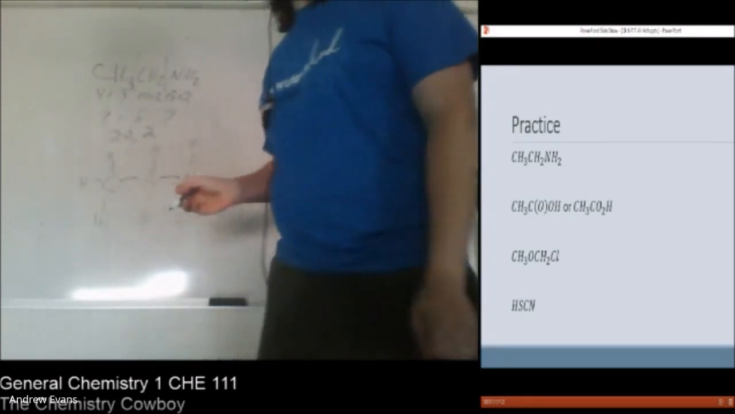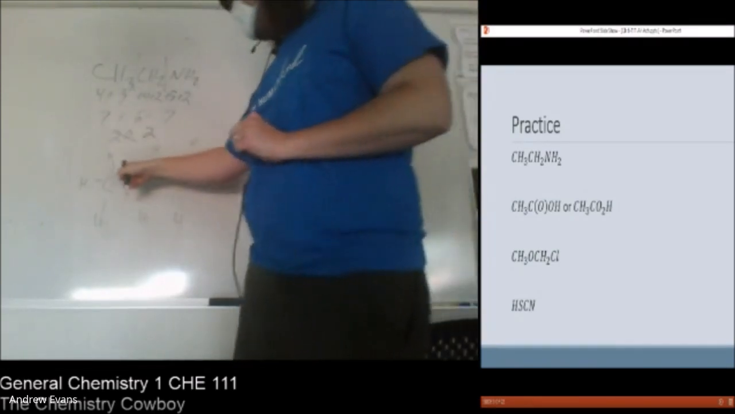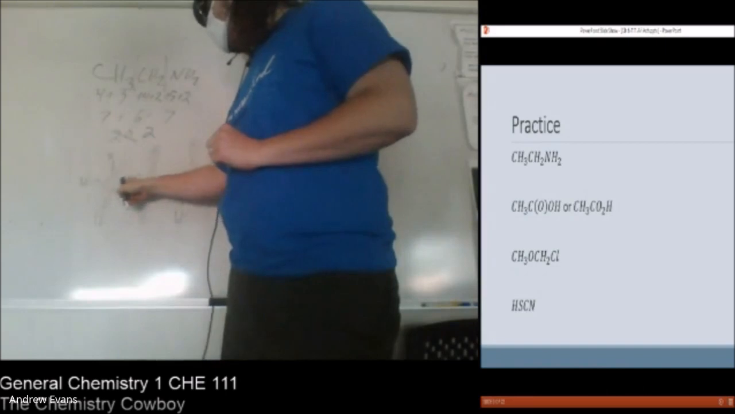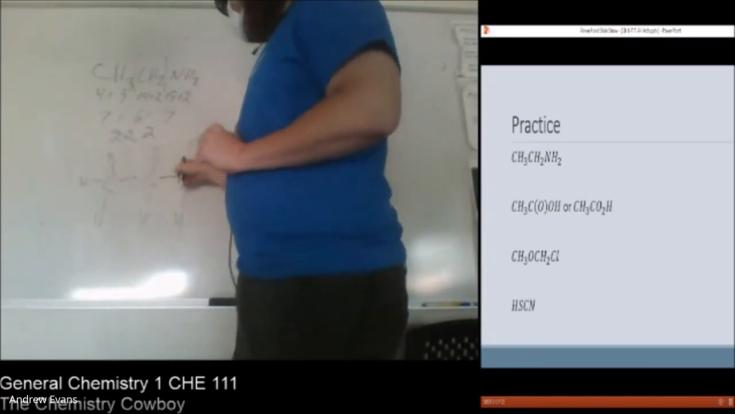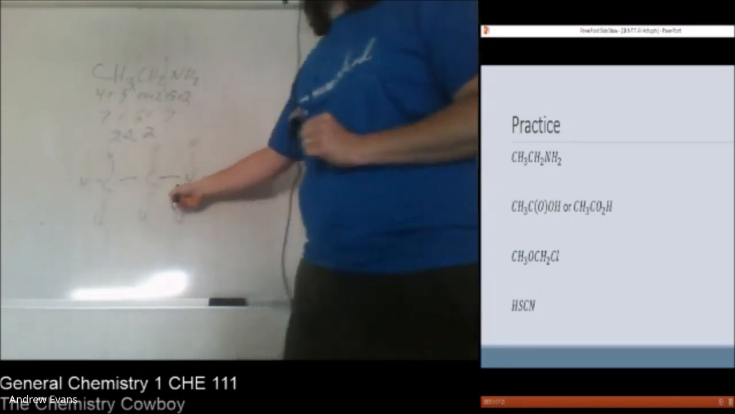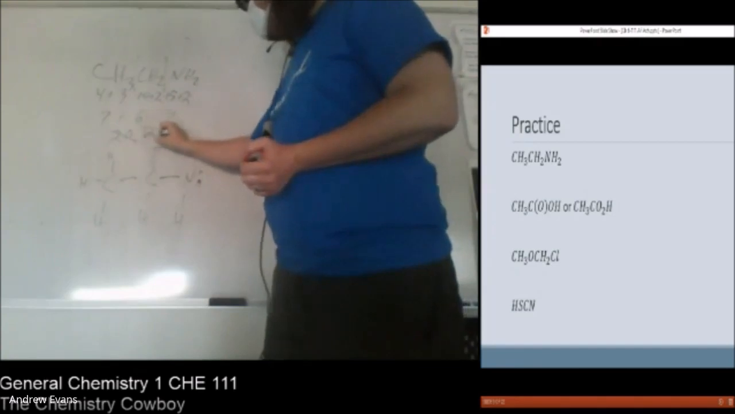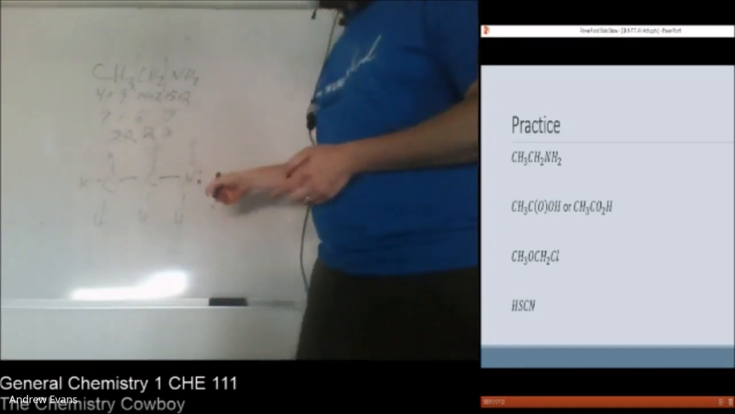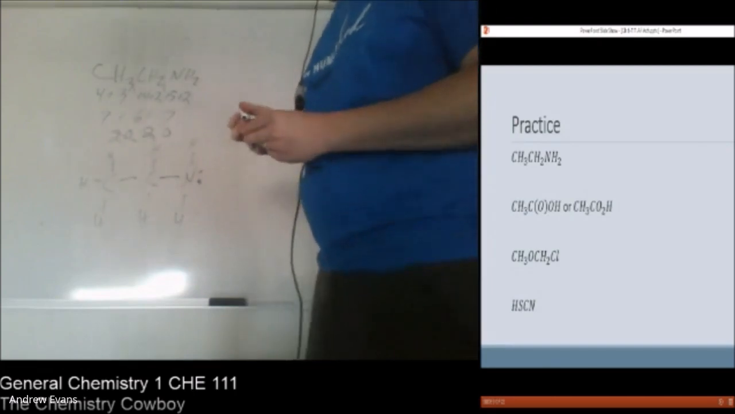That means I have 2 electrons left to place. Who needs them? 2, 4, 6, 8. That carbon's good. 2, 4, 6, 8. That carbon's good. 2, 4, 6. It's on the nitrogen. And now it has 8. That is ethylamine. We're using that as a hint.